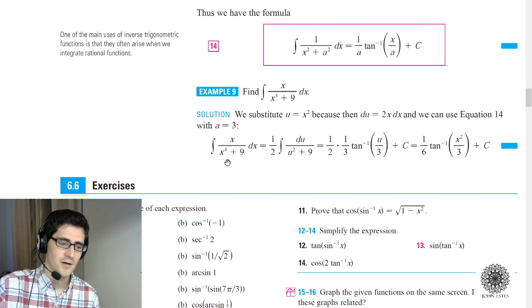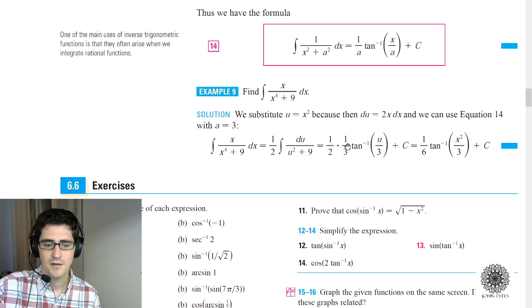So then this is what I have. The integral of x over x to the fourth plus 9 dx is 1 half, that comes from solving for dx, times the integral of du over u squared plus 9. With u squared plus 9 in the denominator, I can apply my formula. That integral is going to be 1/3 arctan u over 3 plus c, and that is times 1 half, don't forget. So then I end up with, going back, u is x squared, I get 1/6, because 1 half times a third is 1/6, tan inverse x squared over 3 plus c. There it is. That is awesome.